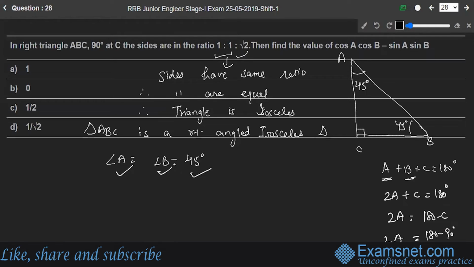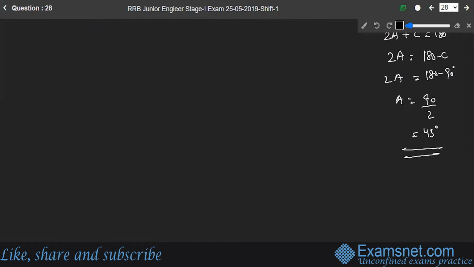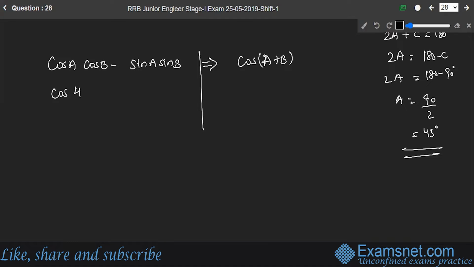Now let's get back. What do you have to find out? Cos A cos B minus sine A sine B. This sum can be solved in a number of ways. So the easiest one we'll pick up. One way is you can just write down, this is the formula for cos A plus B. Okay, this is like one way. Let's solve it another way.